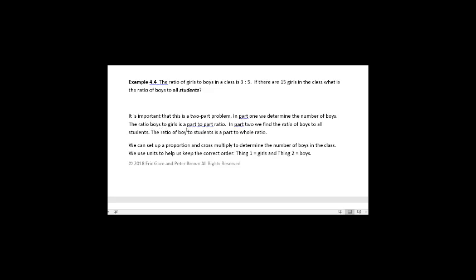The ratio of boys to girls is a part-to-part ratio. That means that you're dealing with a part to a part. Students would be the whole, but you only have boys and girls, so it's a part-to-part ratio. In part two, we're going to find the ratio of boys to all students. The ratio of boys to students is a part-to-whole ratio. So that's the difference between a part-to-part and a part-to-whole ratio.